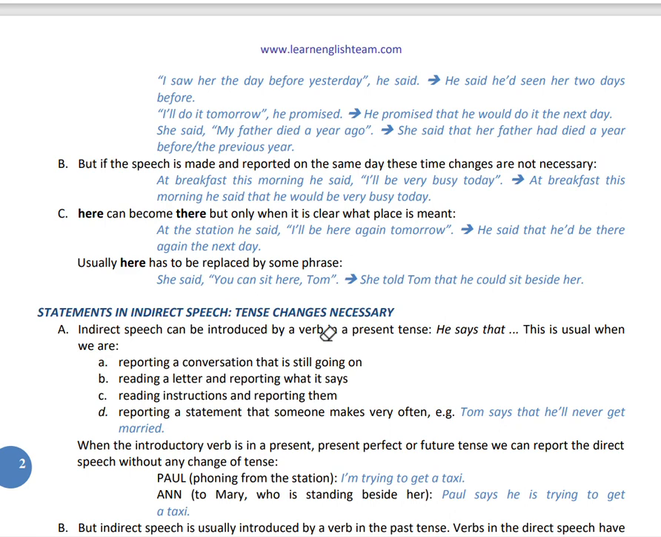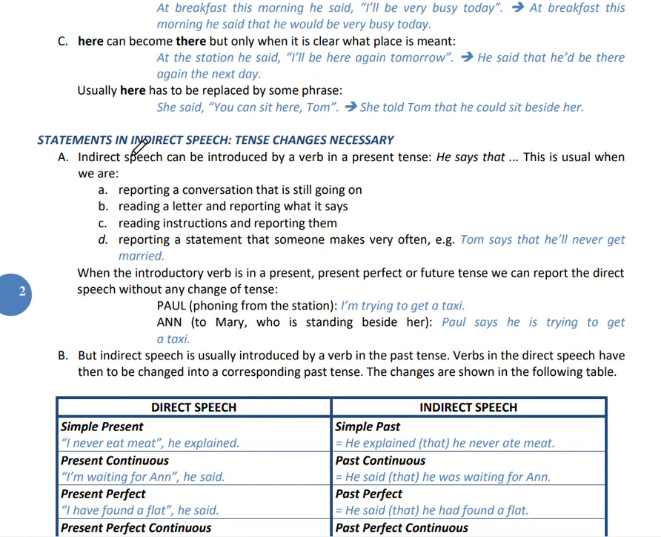Great. Now, let's look at some other things in the statements in indirect speech, tense change necessary in indirect speech. Let's look at it. Indirect speech can be introduced by a verb in a present tense. He says that this is usually when we are.